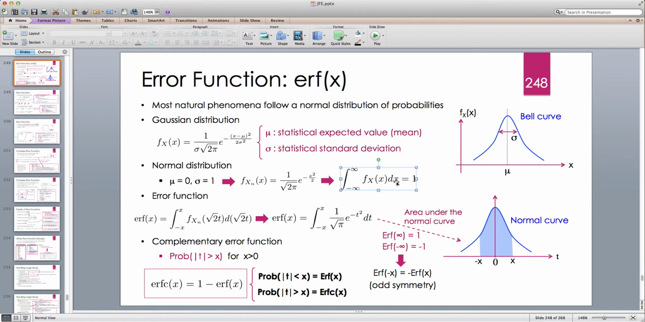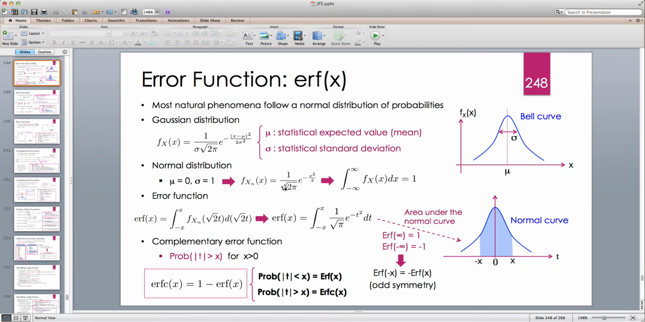Now, the main property of any probability distribution, be it Gaussian or normal Gaussian, is that they are normalized, in the sense that the total probability is the integral from minus infinity to plus infinity, which encompasses all the possible values for x. Therefore, this should be 1, because these are probability densities. Now, what is the error function?